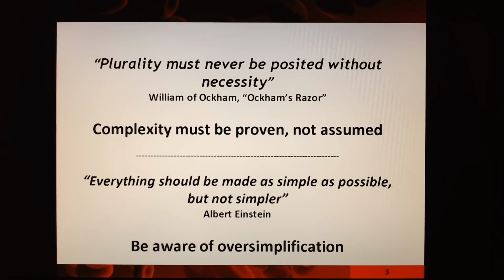There are two philosophies to keep in mind. One is Occam's razor, which basically says plurality must never be posited without necessity. And that means that complexity must be proven, not assumed. If you have a particular problem and there's more than one solution that satisfies that problem, we are obligated to accept that solution which is the least complicated.